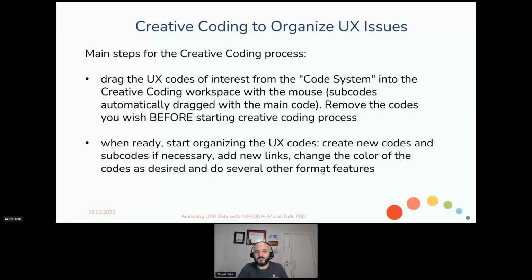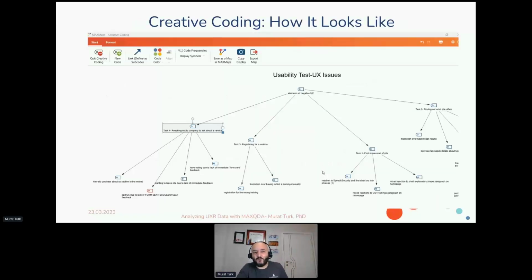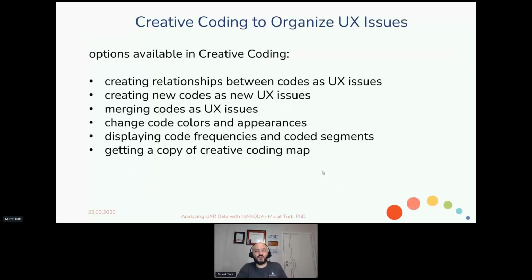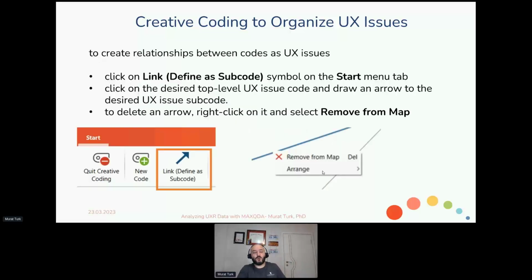And this is how it looks like. You can show the relationships between different UX issues. You can create new codes. You can merge the codes. You can change code colors. You can show frequencies, code the segments, and you can also get a copy of the creative coding map. So I'm going to show you how to use all these links and everything in real time right now.